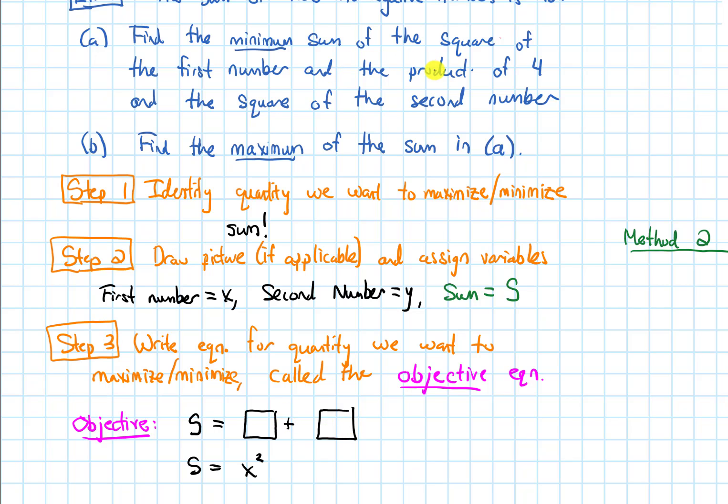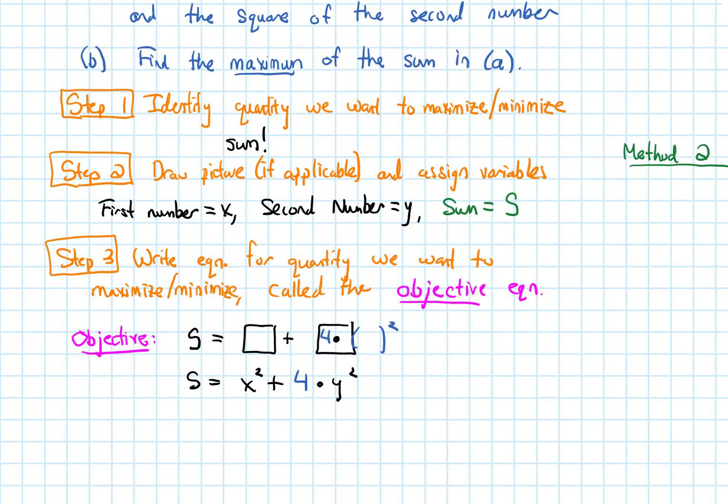And let's see, the product. So product means I'm going to be multiplying two things. So it's going to be plus, and then something times something. There's going to be a product in here. So it's the product of 4 and the square of the second number. So I should be putting a 4 there, as well as the square of the second number, we're calling the second number y. So 4y squared. So that is the thing that we want to maximize and minimize, this equation for S. All right. And the way I remember this term objective is, it is my objective or my goal to maximize this and to minimize this. That's why I remember objective. I think, oh, it's my goal. My goal is to maximize this thing or minimize this thing.